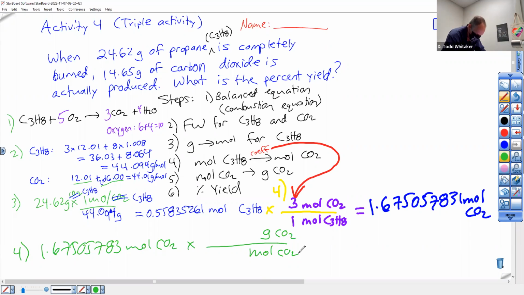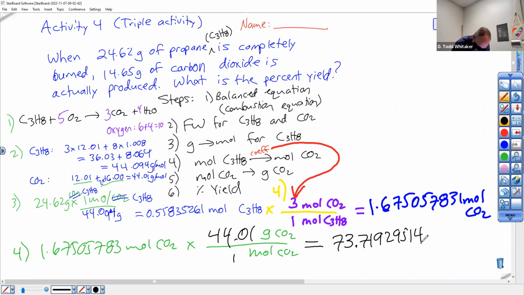Good. And there are 44.01 grams of CO2 for every 1 mole. That's right here. And it's going to be over 100. Oh, no, it's not. Way off. No. Over 65. 73. Okay. I got to give up some days. 73 point, give me it all. 73.719295. Uh-oh.